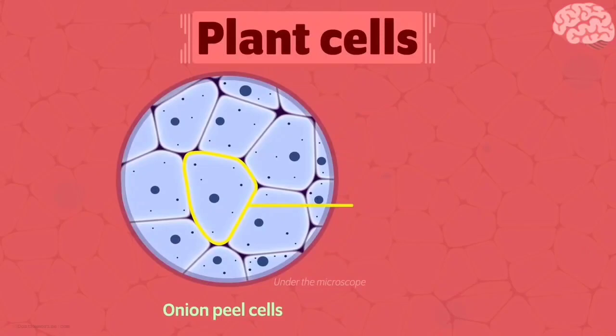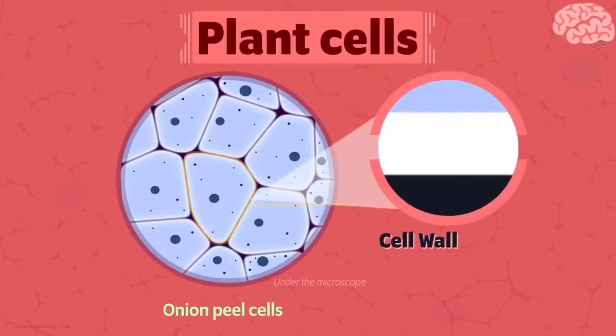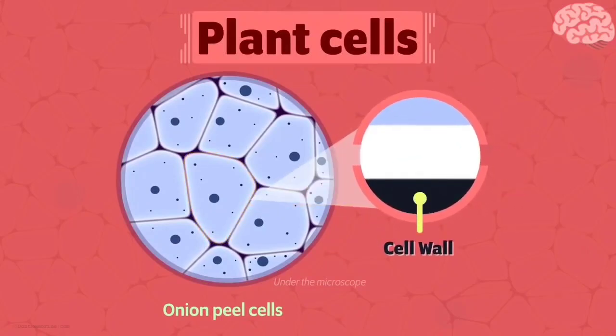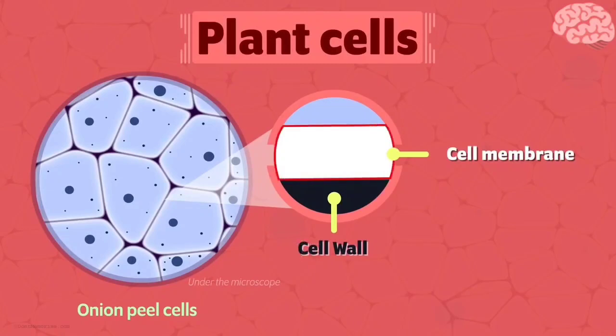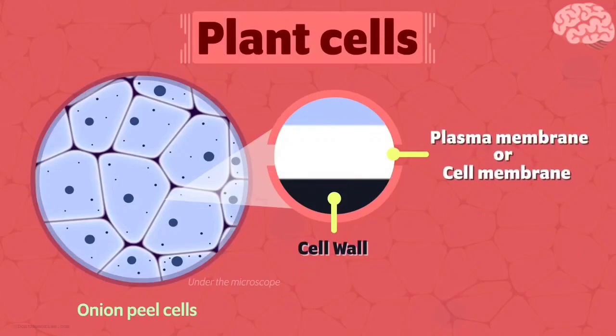This outer margin seen here is called the cell wall. If we zoom in a bit, we notice there is another layer on the inner side of the cell wall. This is called the cell membrane. Yes, the outer wall is the cell wall and the inner layer is called the cell membrane. The cell membrane is also referred to as the plasma membrane. It is porous in nature.